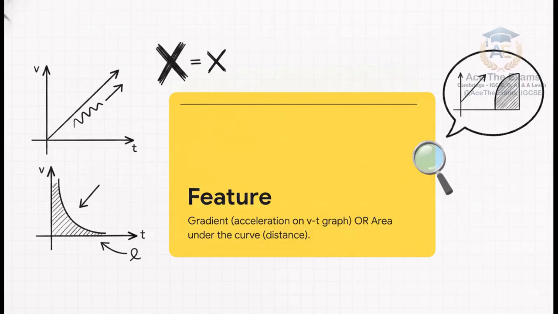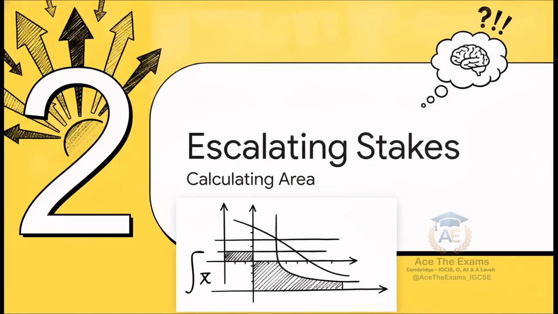You don't have to sit there sweating, guessing if you should use kinematics formulas like v equals u plus at, or if you should do a geometry calculation. The word feature is screaming at you to either calculate the slope or calculate the area. Now let's move on to Section 2, escalating the stakes, calculating the area.